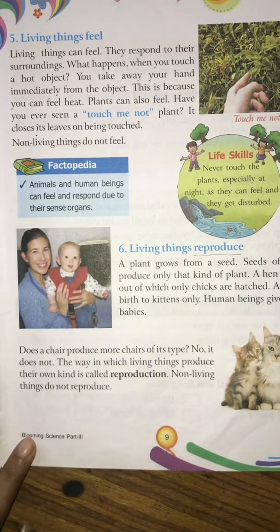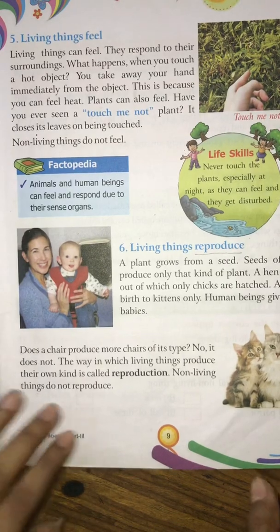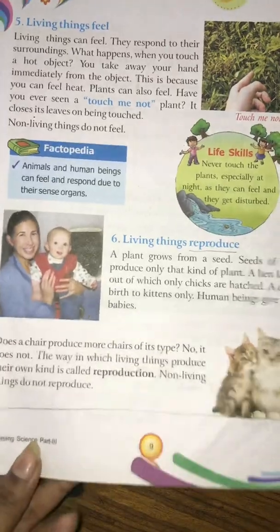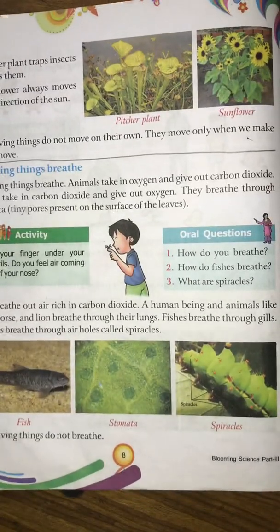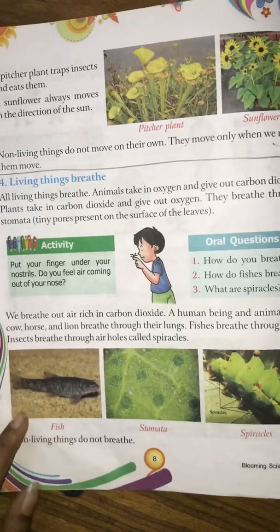And what is the definition of reproduce? The way in which living things produce their own kind is called reproduction. Clear, children? Okay. Now, your lesson is completed. You have to revise all the 6 points. But here is an activity. Just do it at home.